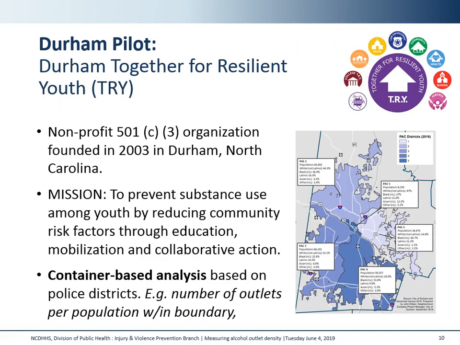So on to the measures. A local nonprofit got us started in Durham, and they were doing a container-based analysis. The long story short here is that the example would be the number of outlets per population in a census tract. You think what's in the container, and you do that math that way. There are other alternatives to that that are a little bit more flexible, but that's what they did. In this case, they used police districts for their analysis.